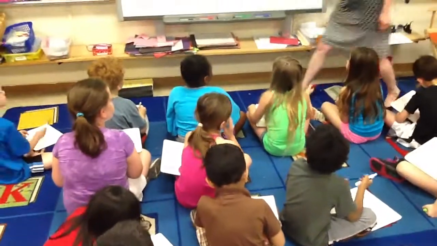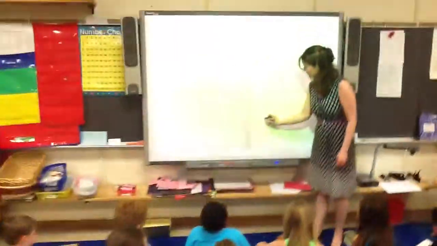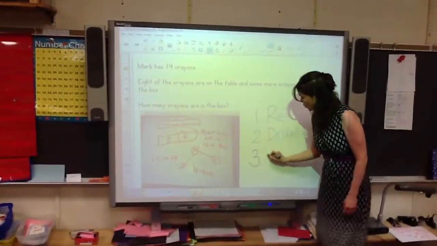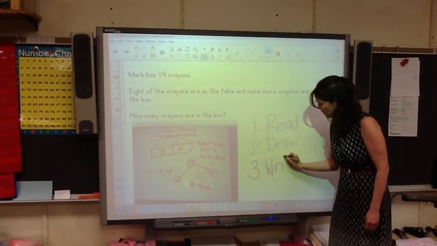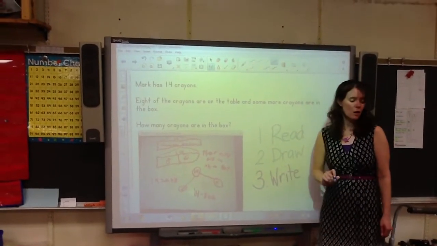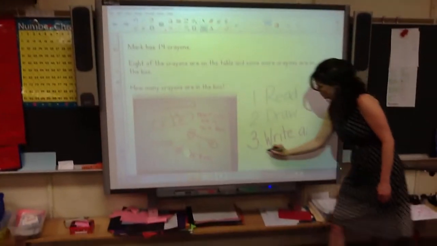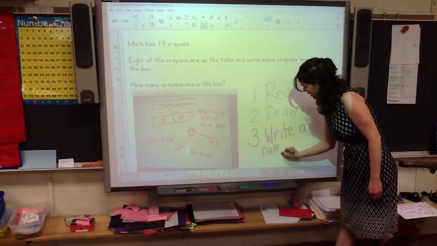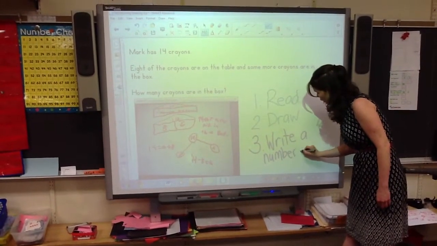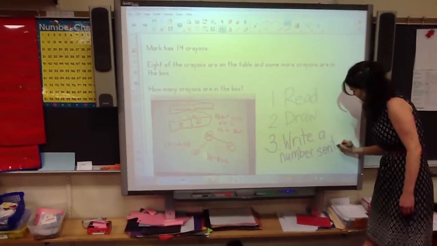The third thing we do is to write a number sentence, and then we write our word sentence. Excellent. And share. And put them in the box.